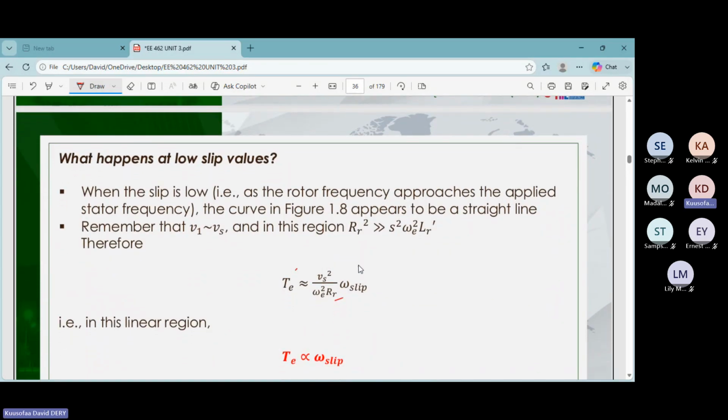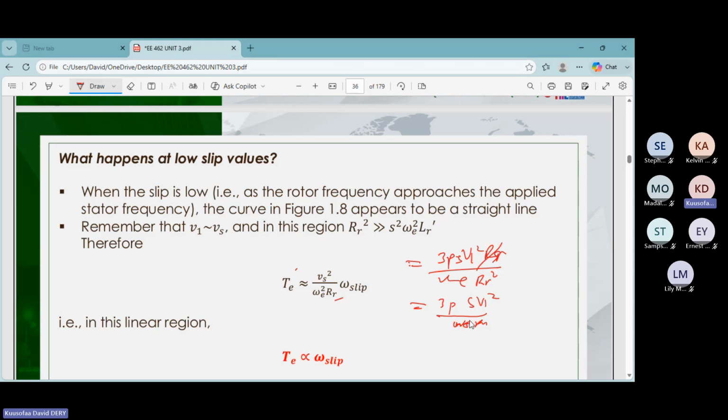So let me write the same expression here. So we are going to have three-phase V1 RR. This is S over omega E RR squared. So one cancels one. So we are left with three-phase S V1 squared over omega E R.